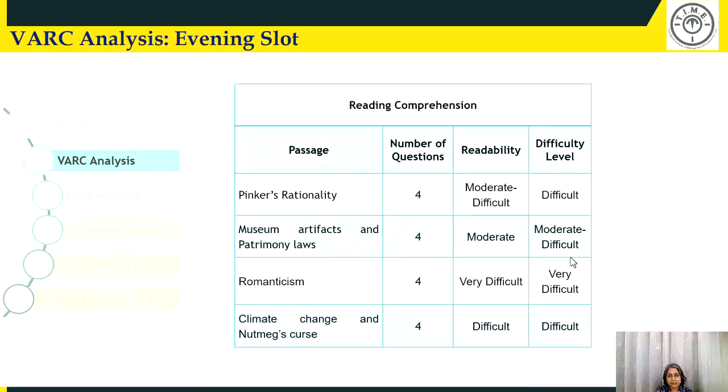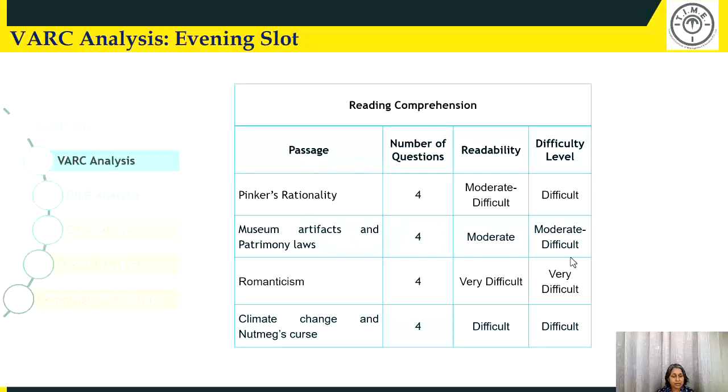Let's take a closer look at the RC passages. On the slide, you can see the basic theme or the topic. This is based on the feedback of students. Of the 4 passages, one was based on Pinker's rationality, which was actually more of a book review of a book written by the philosopher Pinker, but it basically discussed the philosophical concepts that were written in this book.